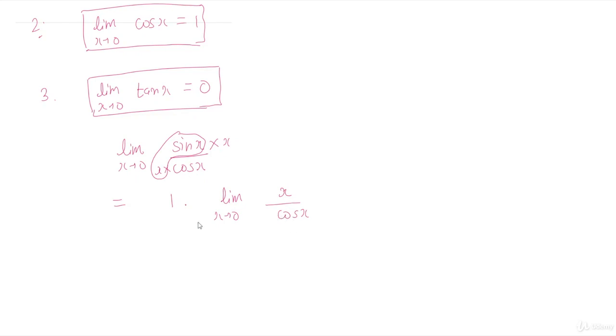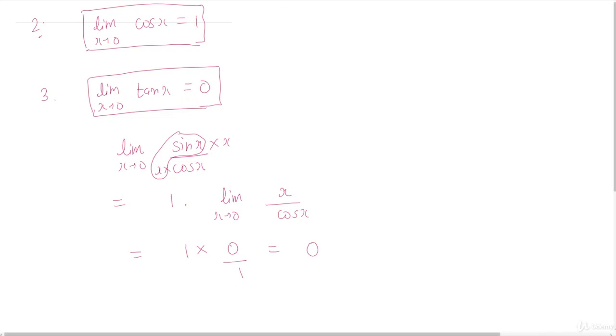When x approaches 0, this cosine x will approach 1, and this x will obviously approach 0. So this will be 1 multiplied by 0 divided by a finite number which is approaching 1, since cos x will approach 1. So this will be nothing but 0. The result is coming as 0. So limit x approaches 0 of tan x is nothing but 0. Now we shall use these identities in some examples to be more familiar with how to apply them.